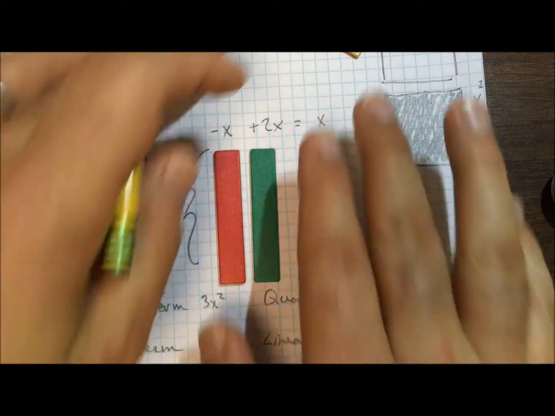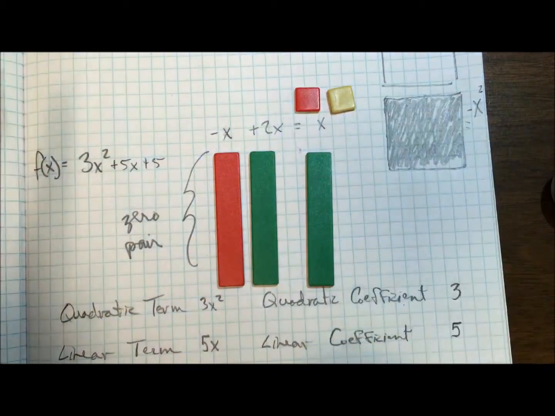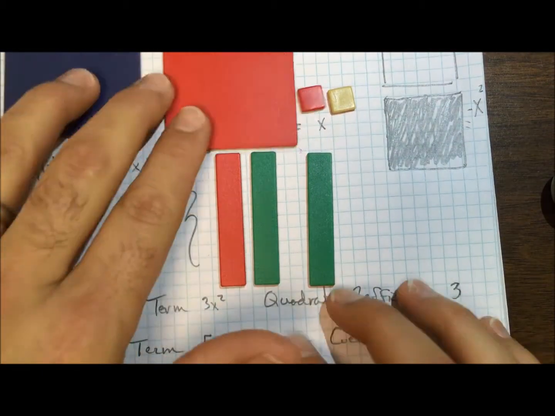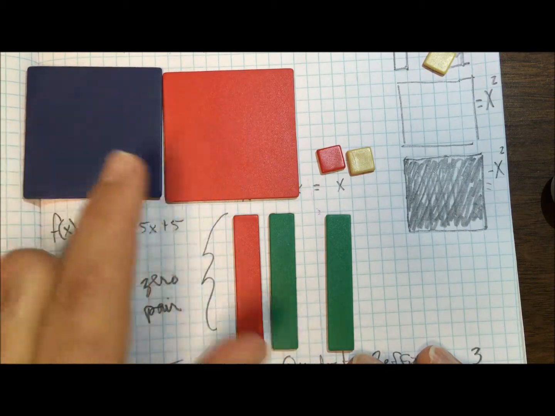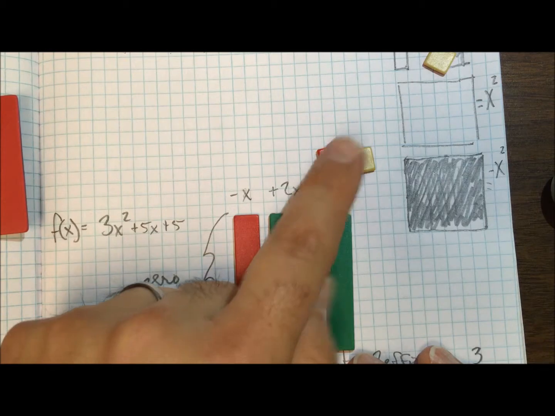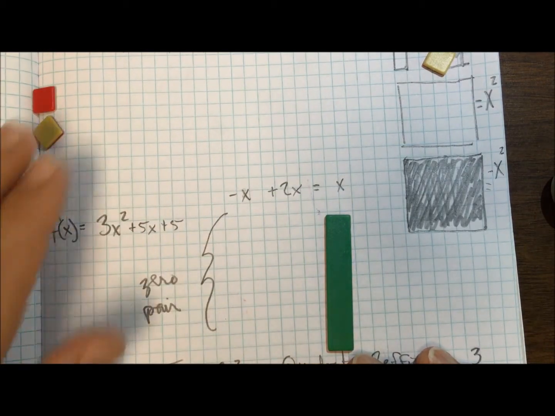And that works with ones, and that works with x squareds as well. X squared minus x squared is 0. 1 minus 1 is 0. X minus x is 0.